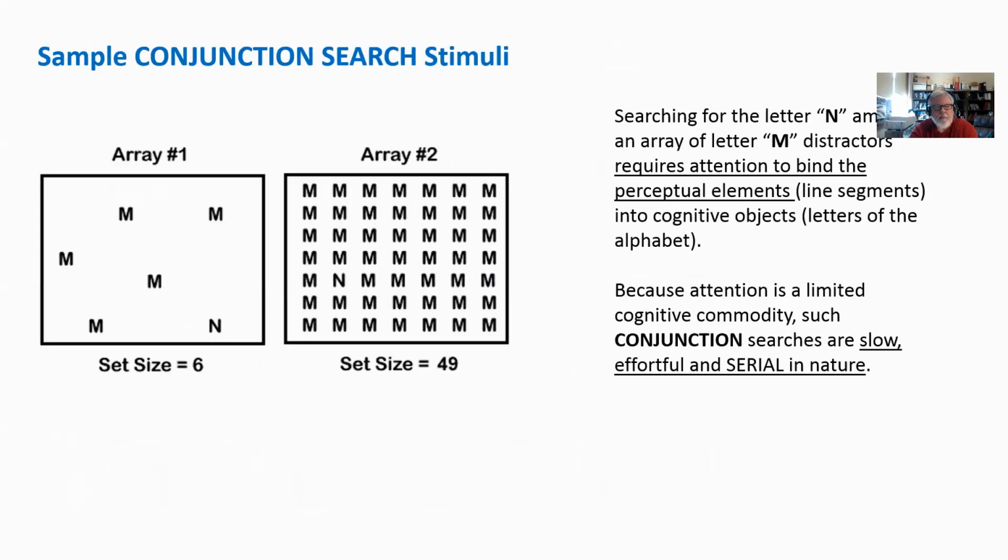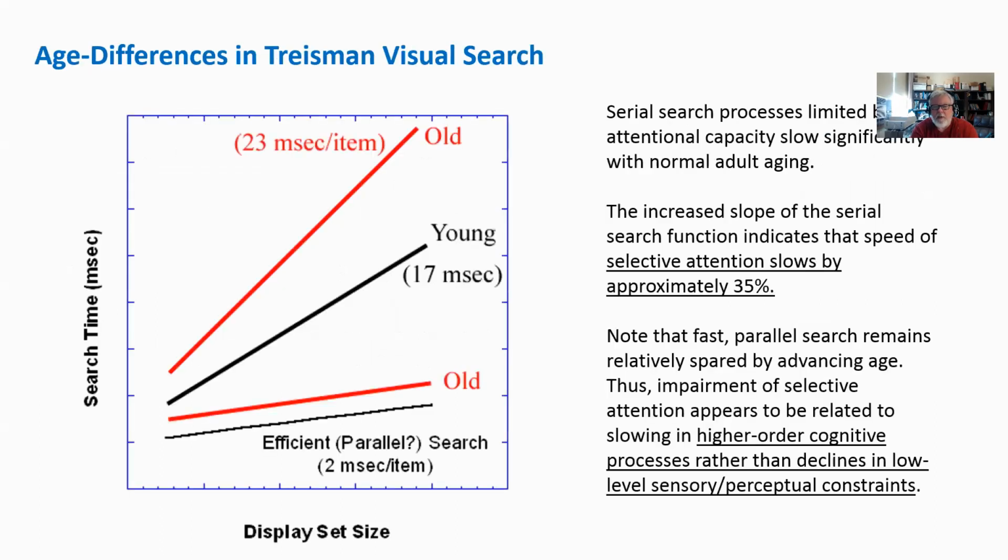So here's an example of a conjunction search, searching for stimuli that consist of multiple properties instead of just one. Here we're looking for a letter N among M's, and would be a case where our display size is 6. And now we have display size of 49 here, and finding the N in this case takes much longer. And what we would typically find is the more distractors there are, the slower we would be. And we would typically get the signature for a slow serial search.